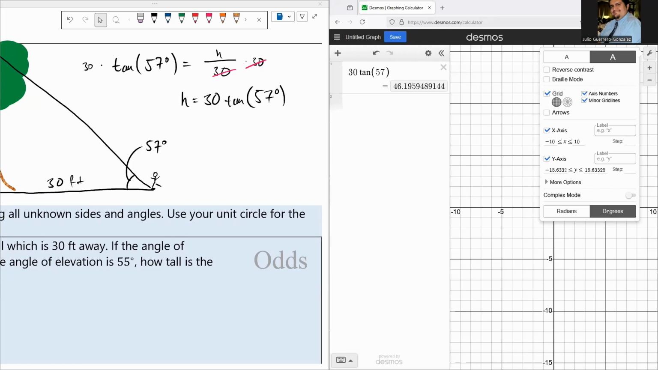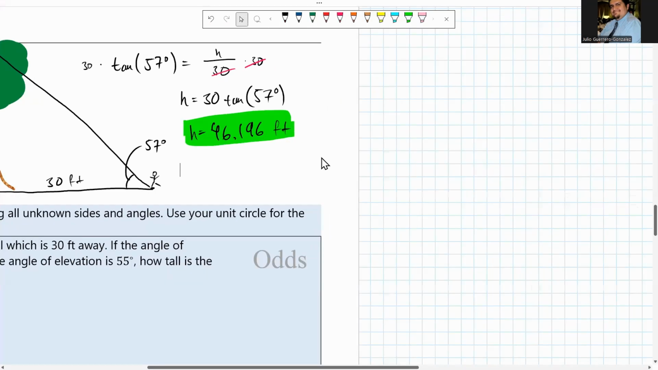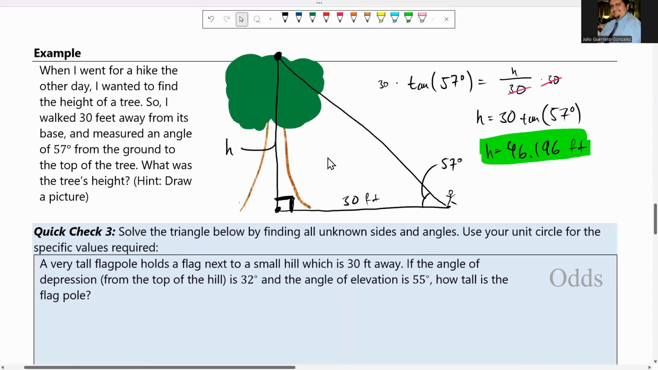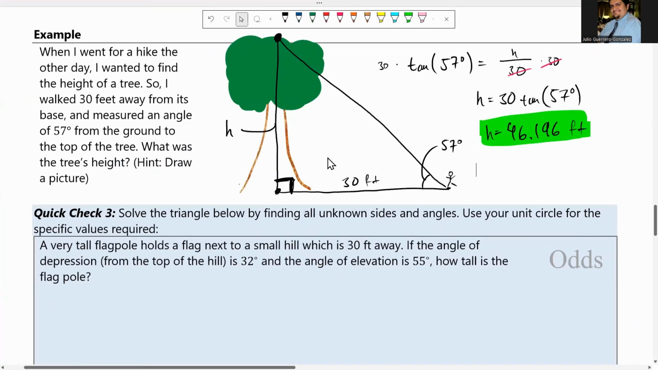So my h is equal to 46.196 feet. And we are done. Okay. Like I said, this is the actual application of our trigonometry, right? We haven't done any calculus yet, and we already are using this stuff for pretty hard-hitting stuff, right?